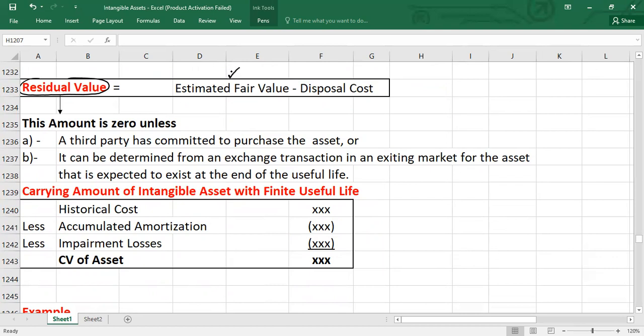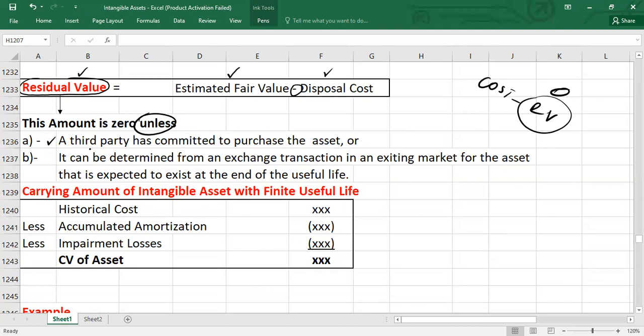You need the estimated fair value which you can derive through the sale, minus maybe some disposal cost. Maybe you will incur certain cost to sell this asset. So this difference is called the residual value. In your amortization formula, you took cost of asset minus residual value. As I told you, in the exam, if residual value is given, you just subtract. But practically, this residual value we assume zero unless what?